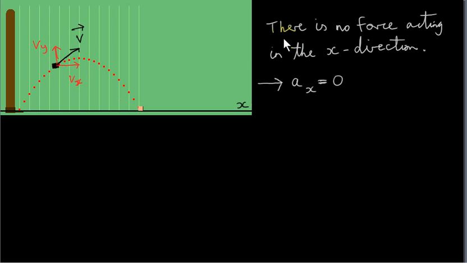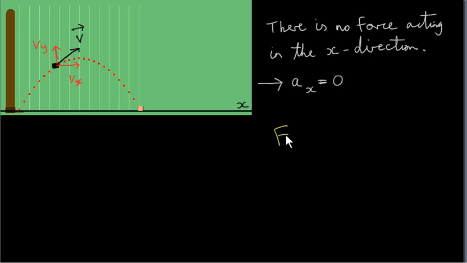A very important point when considering projectile motion is that there is no force acting on the object in the x direction. We are ignoring air resistance. There's always a bit of air resistance. Pretend there is no air. Pretend the object is being launched in a vacuum. So if there's no force acting in the x direction, then by Newton's first law or Newton's second law, the acceleration of the object in the x direction, ax, is zero.